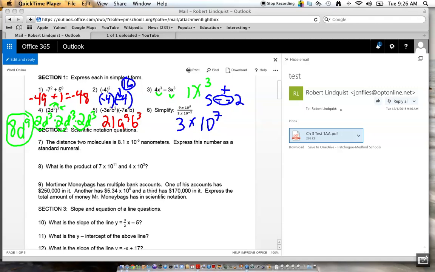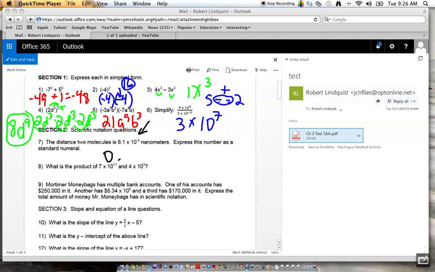Okay. Next question, number 7. The distance between two molecules is 8.1 times 10 to the -5 nanometers. Express this as a standard numeral. Now, the first thing I notice is that this is a negative exponent in scientific notation. So that means I have to begin with 0 point. Stop. Okay. I have to begin with 0 point.